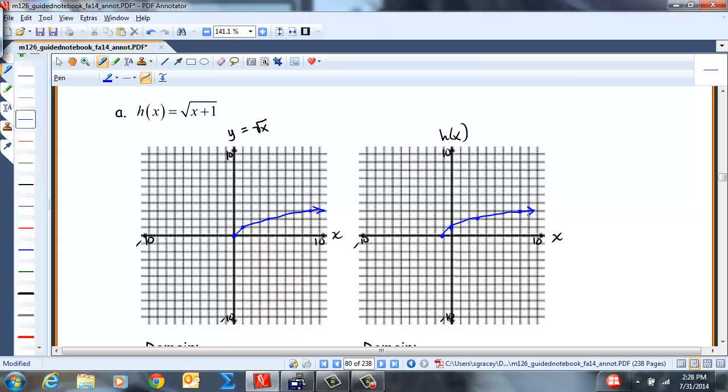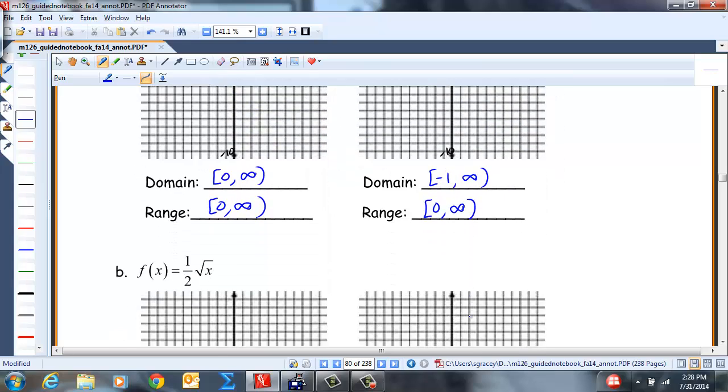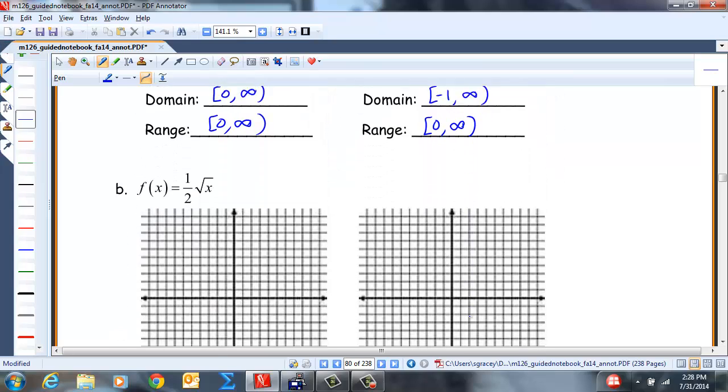So let's look at the domain and range for each of these. The domain for this one, 0 inclusive to infinity, as is the range. But this one was shifted 1 to the left, so the domain will change. It'll be negative 1 to infinity, but the range is still the same. All right? Good job.